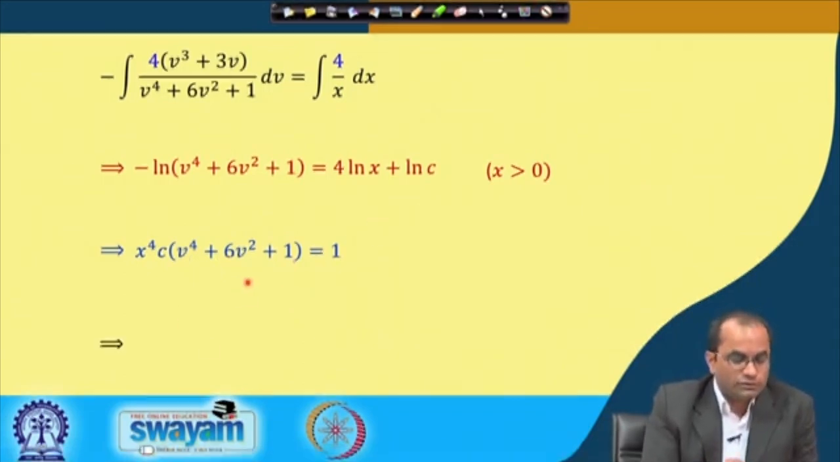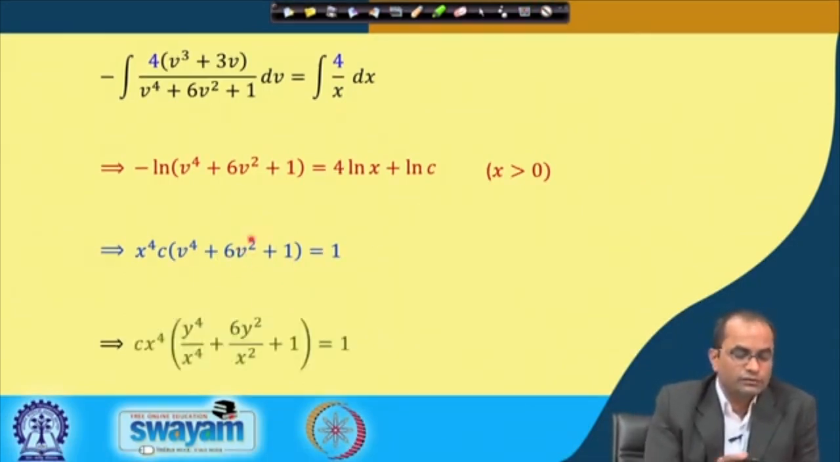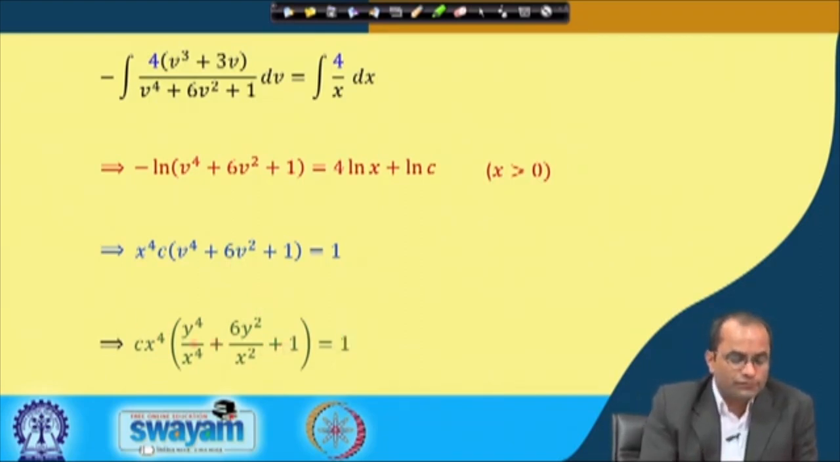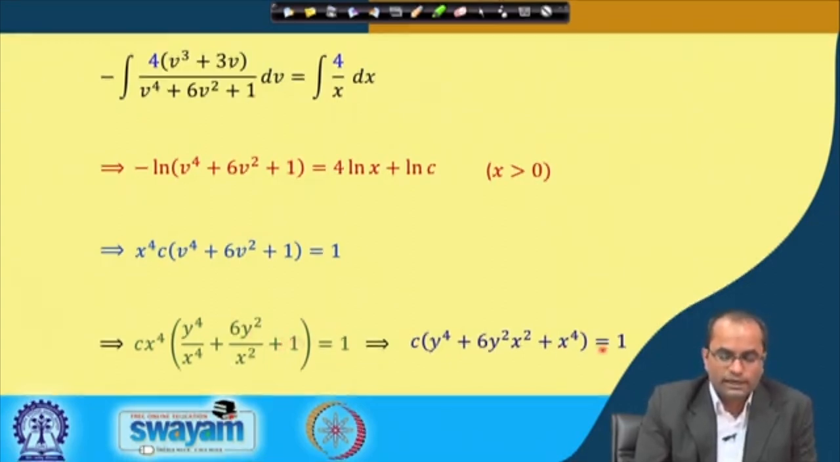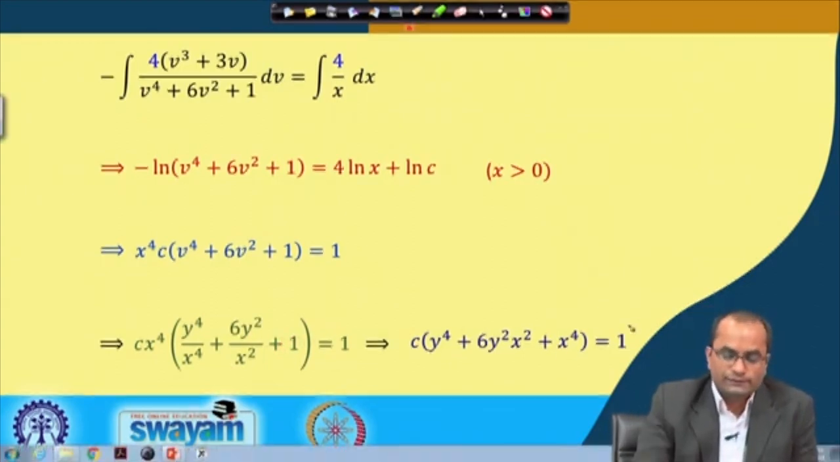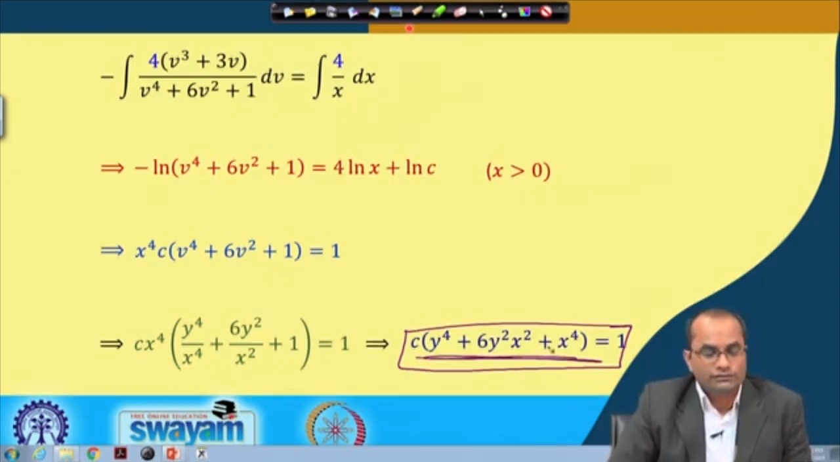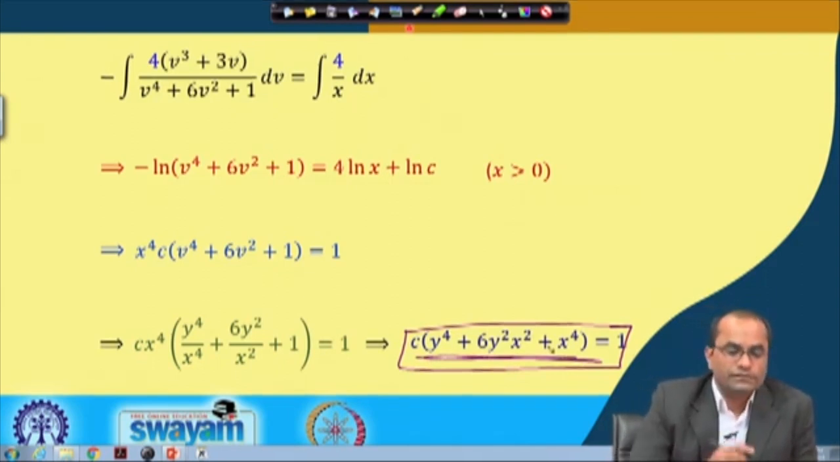Now, we need to substitute back this v, which was y over x. So, here we have c x to the 4 and v is y over x. So, we have y to the 4 over x to the 4, here also we have 6y squared over x squared plus 1, and it is equal to 1. And now, this x to the 4 also we can bring inside the bracket. So, what we will get is c times y to the 4 plus 6x squared y squared plus x to the 4 is equal to 1, and that is the solution again given in implicit form. So, we have y and x given in implicit form as the solution of the given differential equation.